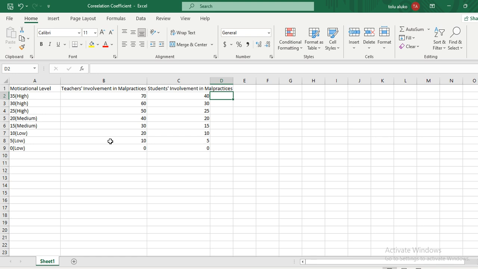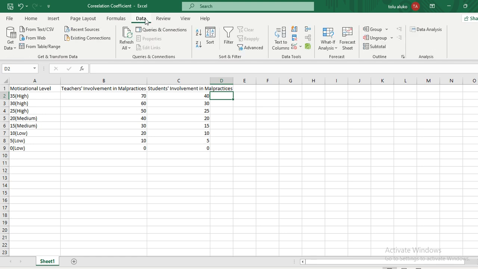Firstly, before we do that, I want to remind you that I said that for a correlation, the two variables that you are using must be quantitative data, and the correlation coefficient must lie between -1 and 1. Let's see if these ones will be between -1 and 1. Firstly, how can we determine that? We will go to what we call data, and here we see data analysis.